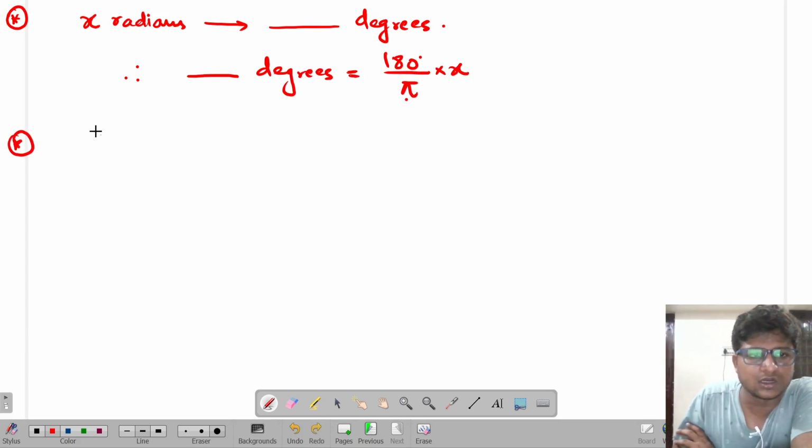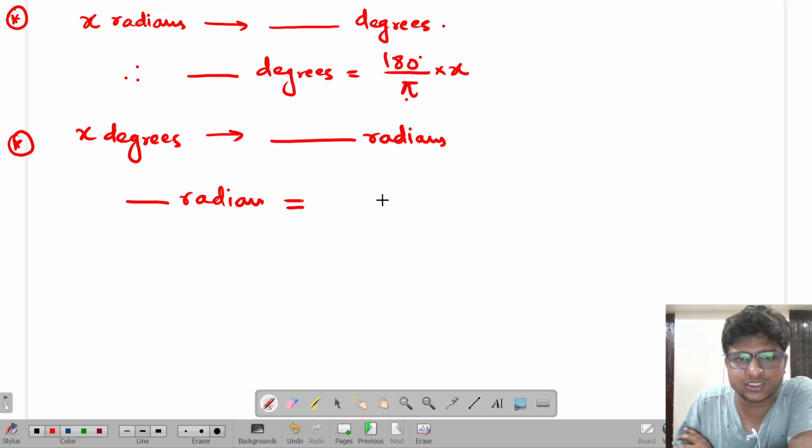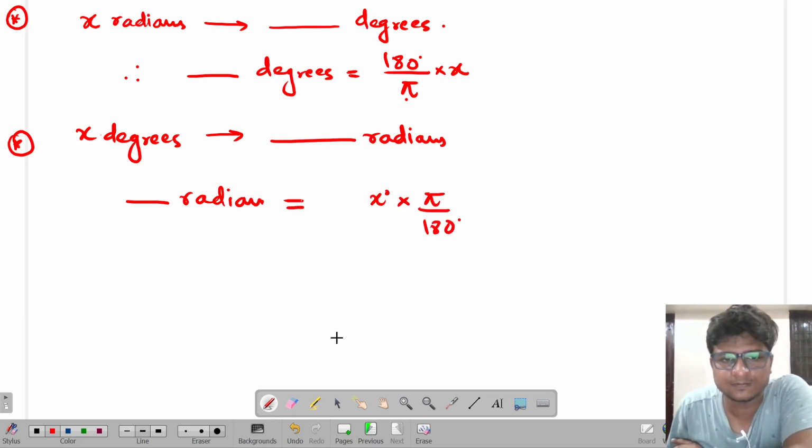So if I convert x degrees into radians, the idea is simple. The number of radians is equal to whatever is given in degrees. x degrees is given, so x degrees multiplied by pi by 180. The degree should cancel. Yes or no?